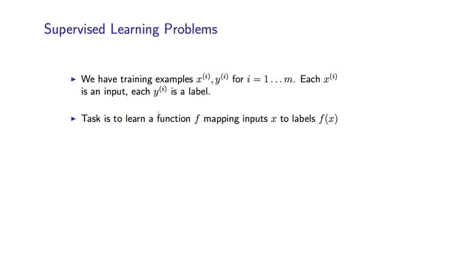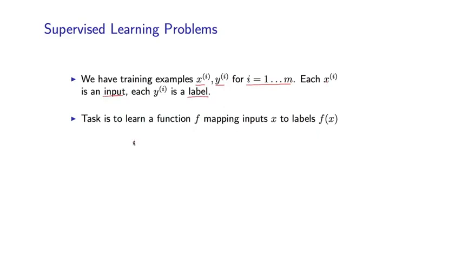So in supervised learning problems, we have the following setting. We're going to assume that we have a set of training examples, which I'll write as (xi, yi) for i equals 1 to m, and each xi is referred to as an input, whereas each yi is referred to as a label. So let's be specific.